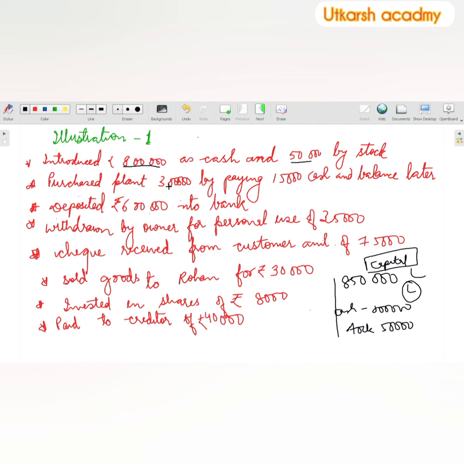Purchase plant worth rupees 3 lakh by paying 15,000 cash and balance later. Okay, it means he is purchasing 3 lakh of plant and machinery, of which 15,000 he pays in cash immediately. The remaining money is not paid, so the remaining money will be a creditor.